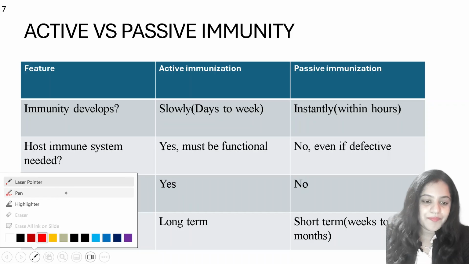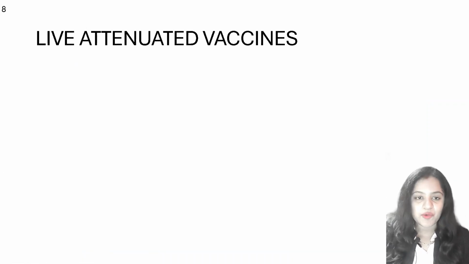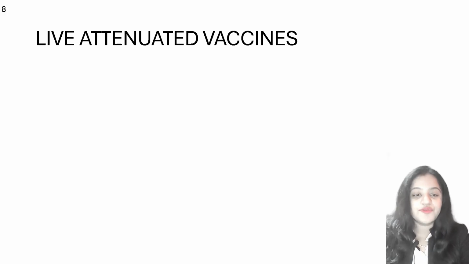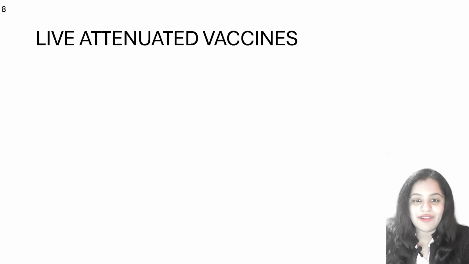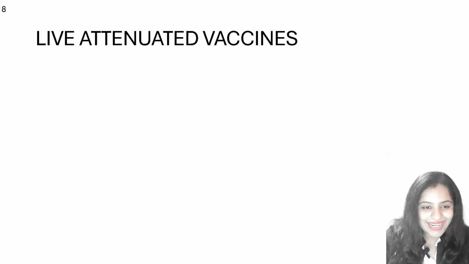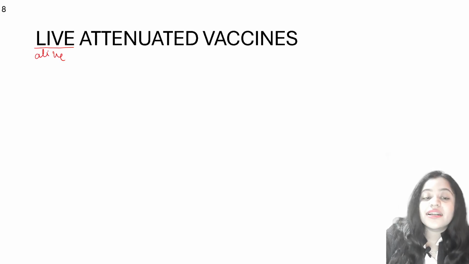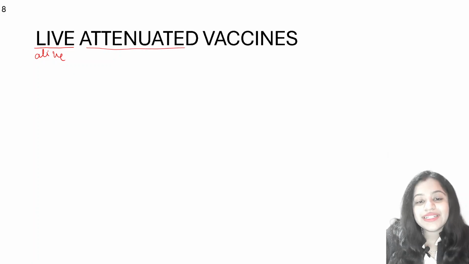Now, let's see in the active immunoprophylaxis, the types. That is, first is the live attenuated vaccine. So, let's see what this vaccine contains. It contains the organism which is live, that is alive. Attenuated. Attenuated means it has been made harmless or weakened.